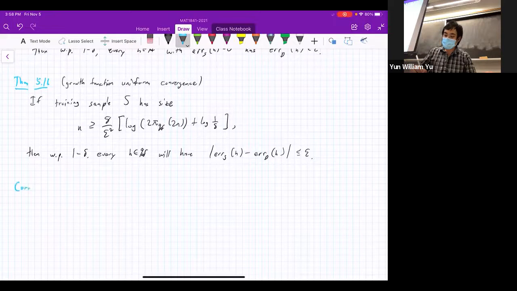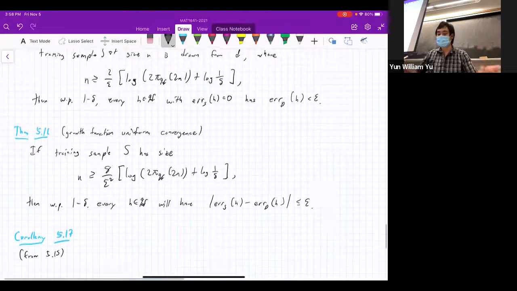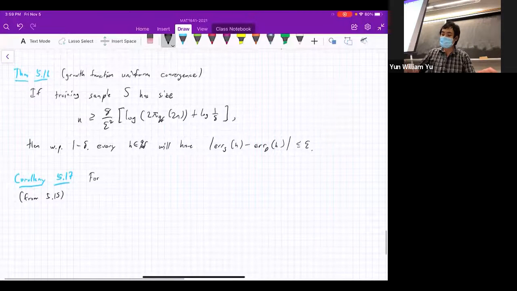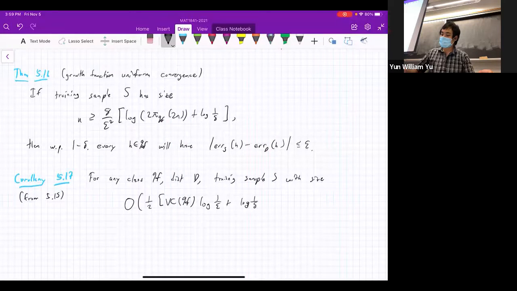So I'm going to write this, this is corollary 5.17. So this is from 5.15. So this one up here, not the other one, but there's a comparable corollary for this one, which is for any class H, distribution D, and training sample S with size O of 1 over epsilon times the VC dimension of H times log of 1 over epsilon plus log of 1 over delta.